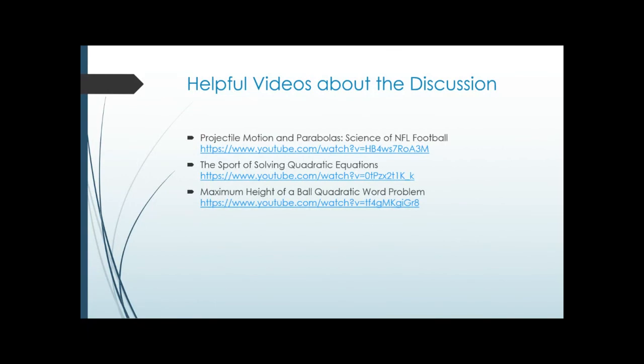"The Sport of Solving Quadratic Equations" goes into where quadratics show up in sports. And then there's "Maximum Height of a Quadratic," or "Maximum Height of a Ball Quadratic Word Problem." So basically half of what we're doing. There's a YouTube video going through an example of how to do that. So those should really help you out with the discussion.